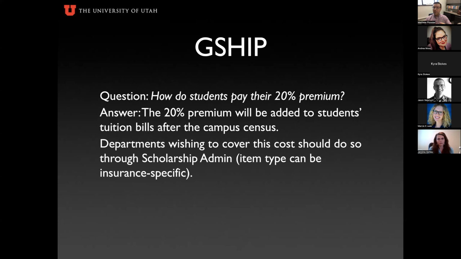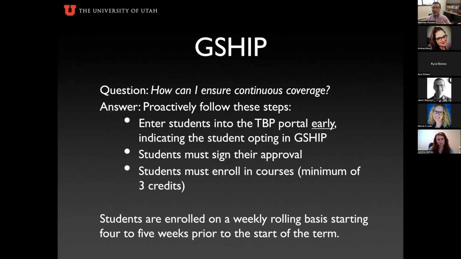How do students pay their 20% premium? The 20% premium will be added to students' tuition bills after the campus census, which is when you are no longer able to enter a student into tuition benefit and mark subsidized health insurance. Departments wishing to cover this cost, the student's 20% premium for subsidized health insurance, should do so through scholarship administration, either in general, or you can create an item type that is insurance specific. How can I ensure continuous coverage of insurance?